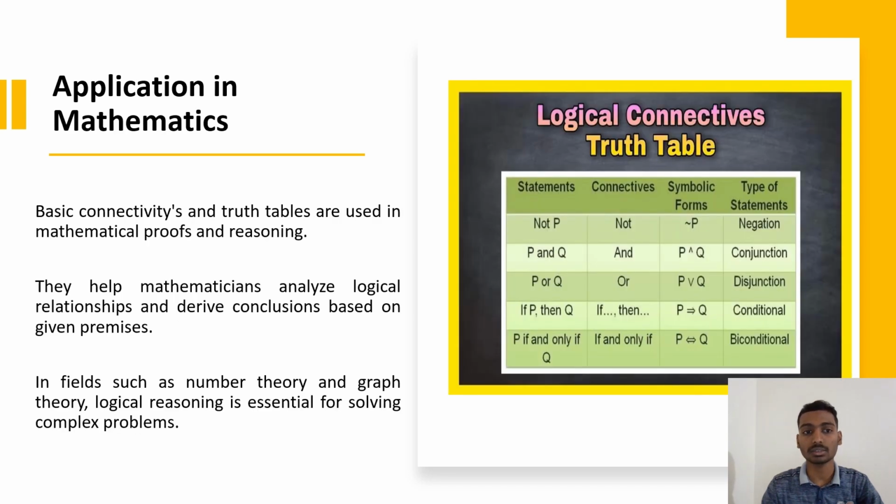Applications in mathematics. Basic connectives and truth tables are used in mathematical proofs and reasoning. They help mathematicians analyze logical relationships and derive conclusions based on given premises. In fields such as number theory and graph theory, logical reasoning is essential for solving complex problems.